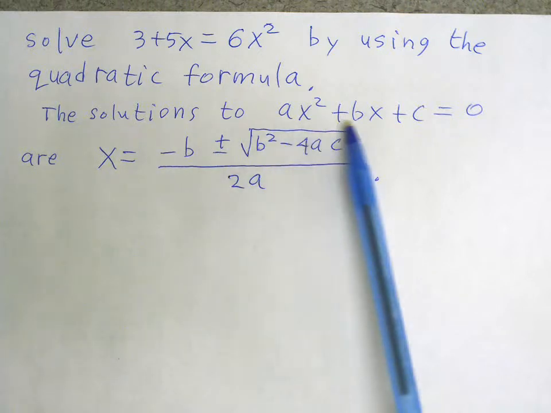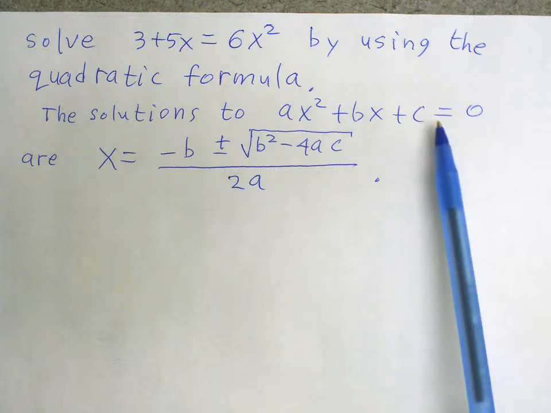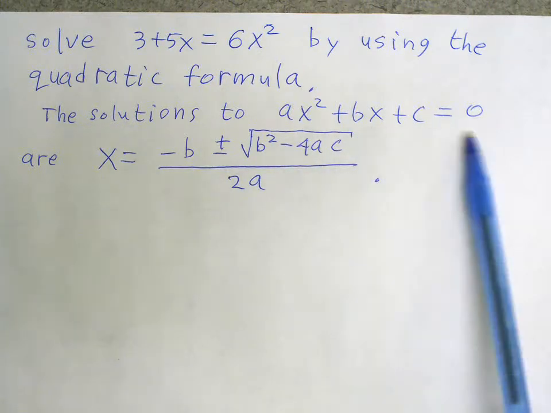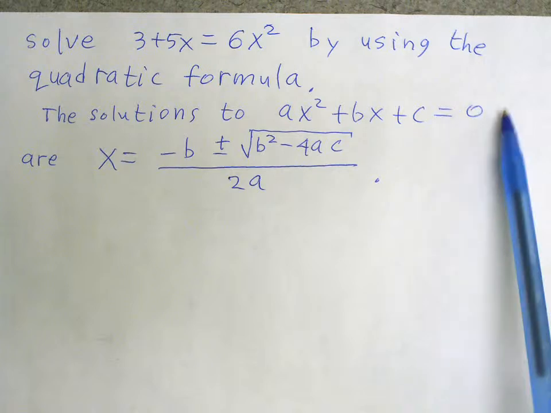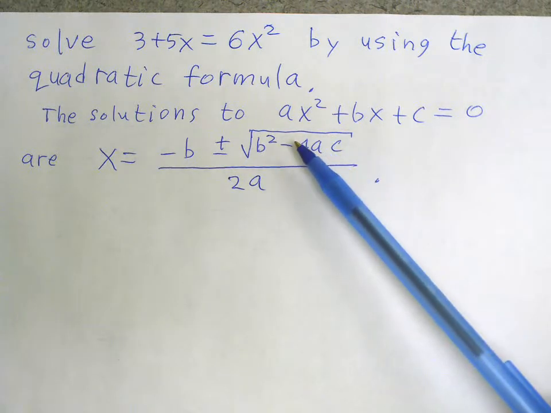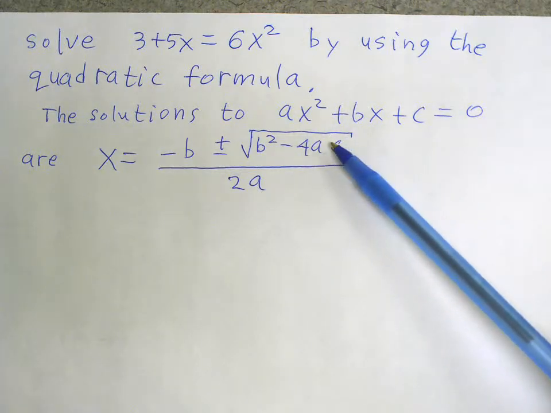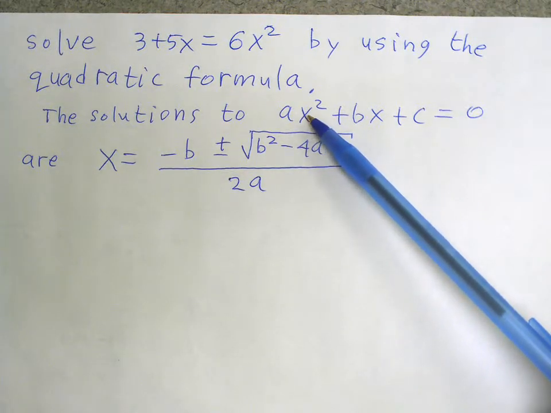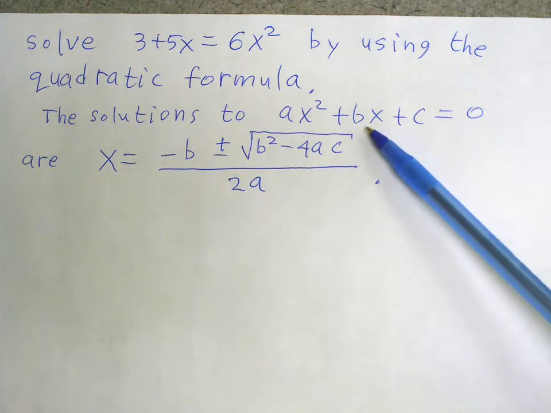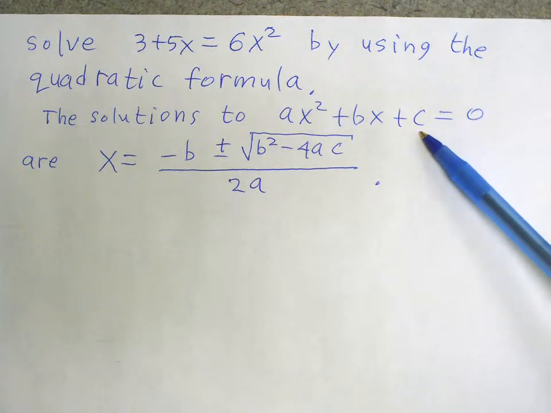So a, b, and c are the coefficients and the constant when the equation is in standard form. That means 0 is on one side and all of the other terms are on the other side. Also, make sure that the x squared term is farthest to the left, the x term is in the middle, and the constant is on the right.